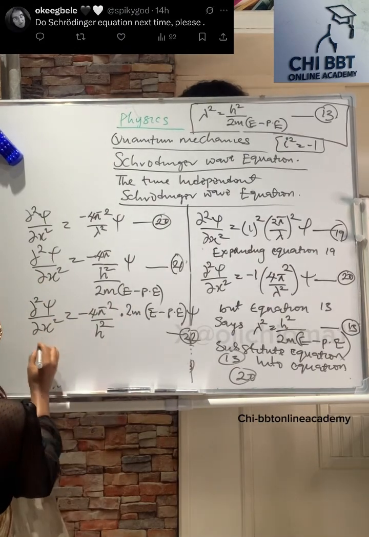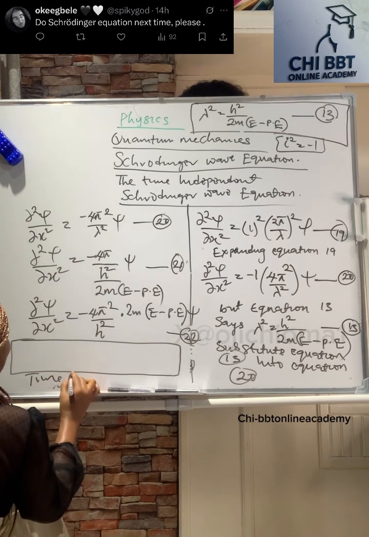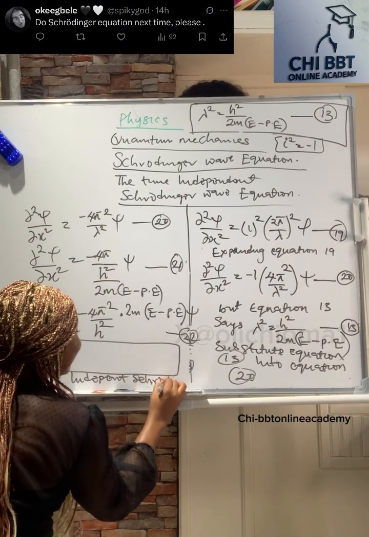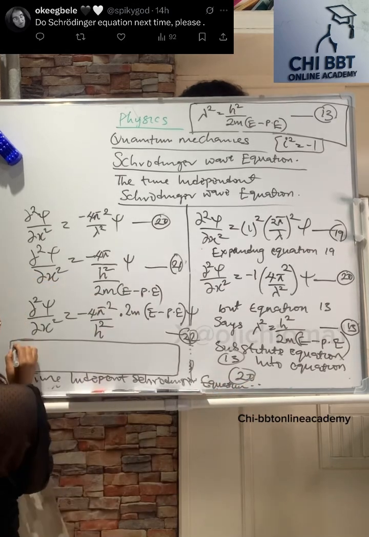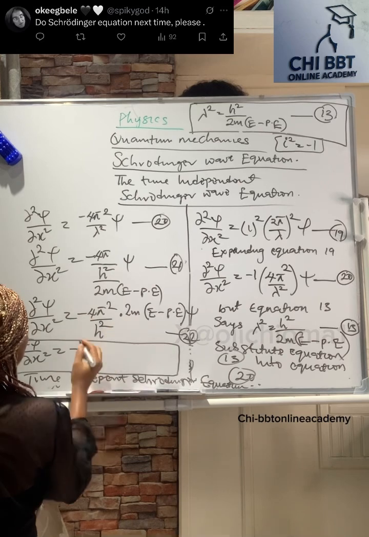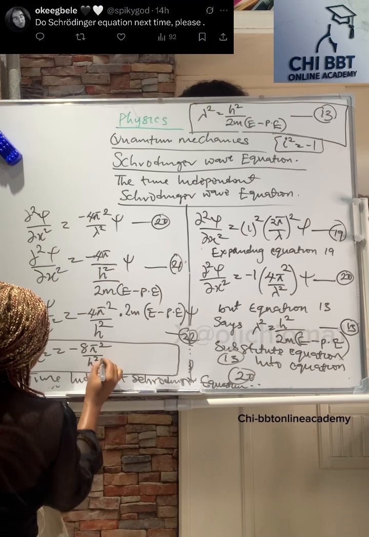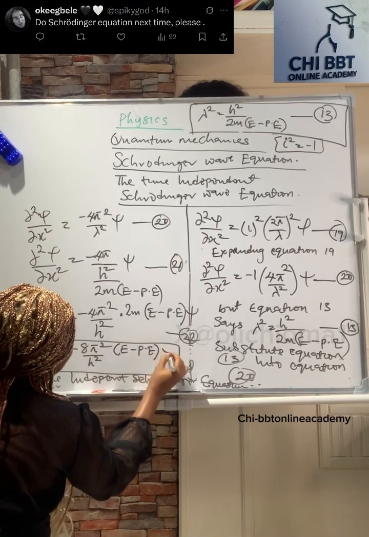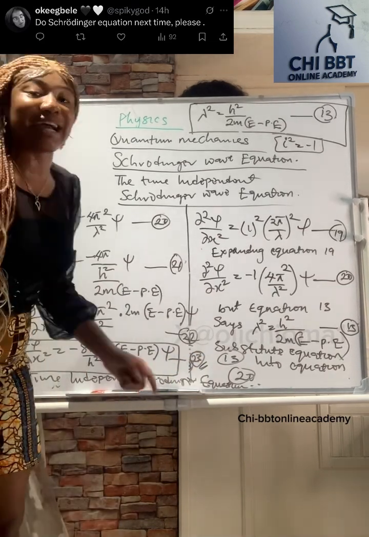Let us do the last step and get the final equation, the time independent Schrödinger equation. The second partial derivative of the wave function with respect to x squared equals minus 8 pi raised to power 2 over h squared, then bracket E minus PE times the wave function. Equation 23. That is the time independent equation in the x-axis.